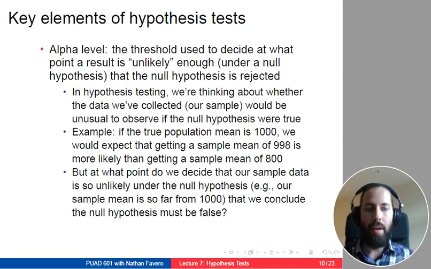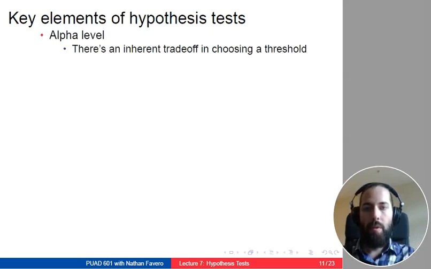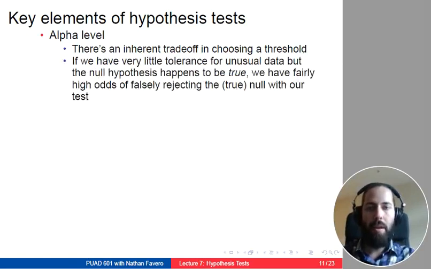The alpha value is going to be a way of representing in numbers what that threshold should be. So when we're thinking about choosing a threshold, there's a trade-off that we face, and this trade-off is a bit complicated to explain. So there's a lot of pieces to keep track of, but you'll get a chance to practice these concepts in the coming weeks.